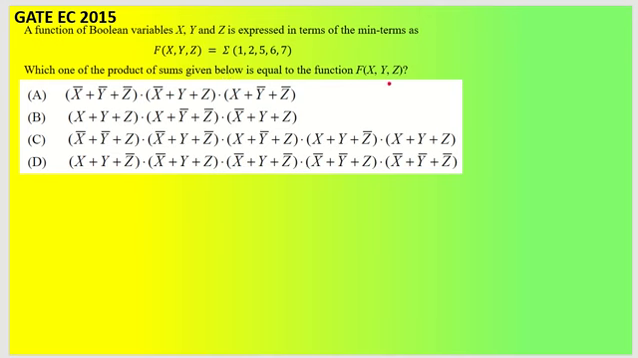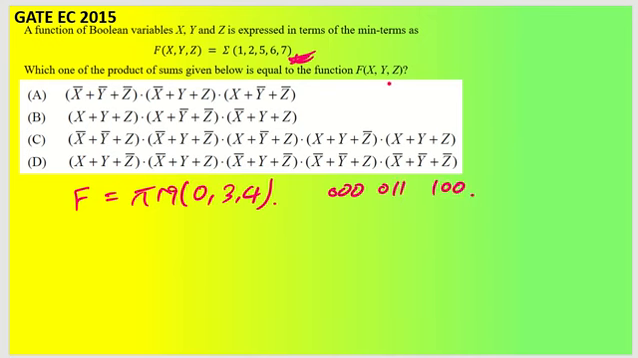Since it is already given in min terms, what will be my function in max terms? That is going to be equal to the product of max terms of the remaining terms. So what are the remaining terms? 1 2 5 6 7 is gone, so it will be 0, 3 and 4. So you know already 0 3 4 is nothing but 0 0 0, then 0 1 1 and 4 is 1 0 0. So 0 is x plus y plus z.